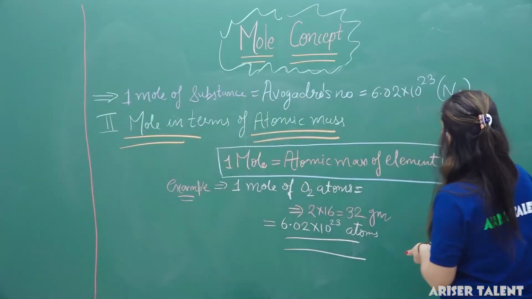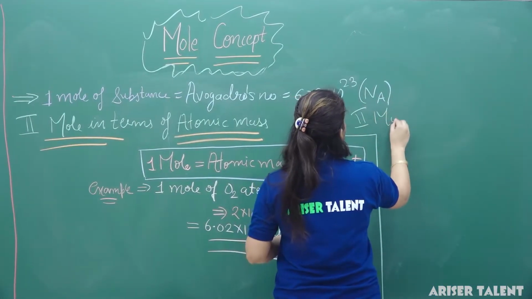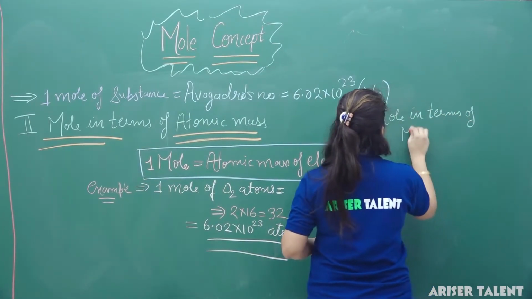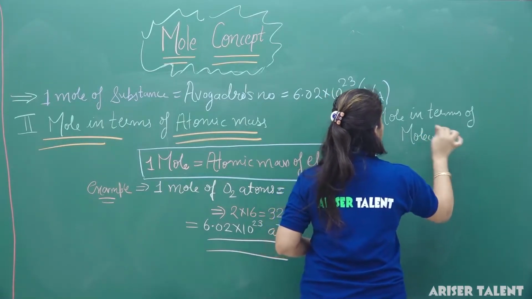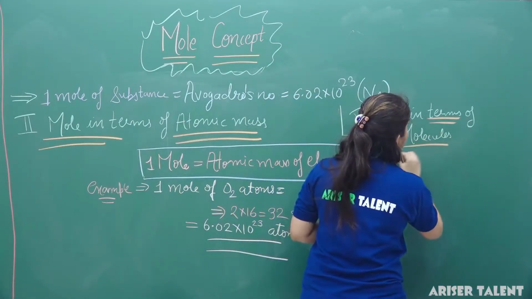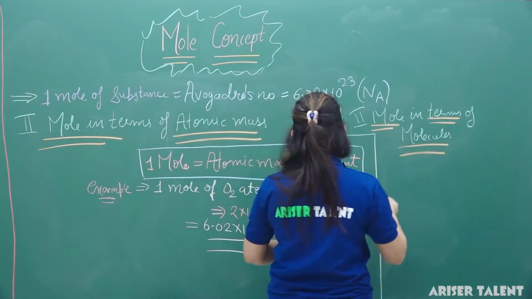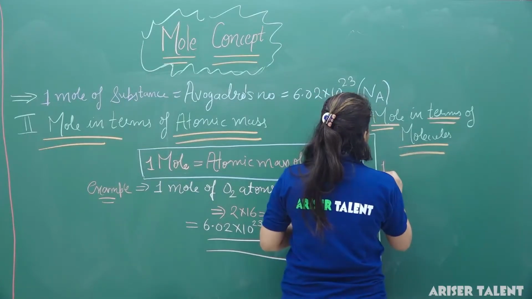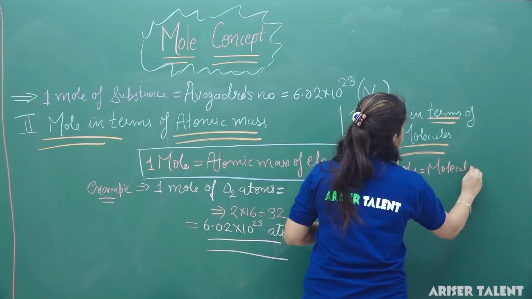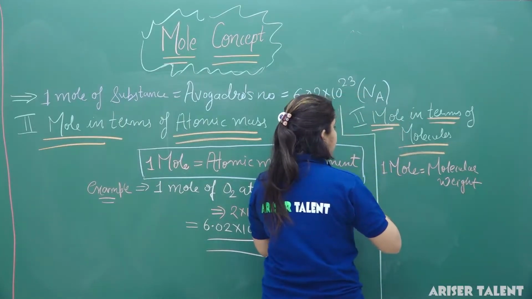Now we have mole in terms of molecules. If we talk about mole in terms of molecule, what will be the difference between the atom and the molecule? The compounds are considered in this case. So here 1 mole of a substance is basically equal to the molecular weight of that substance.